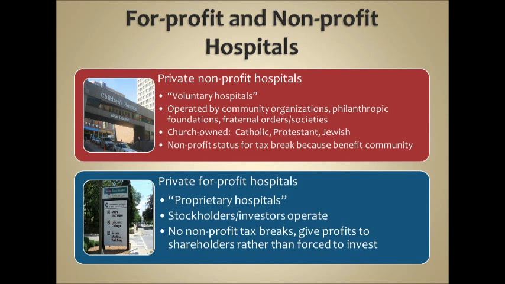On this slide are examples local to me in Boston of a private nonprofit hospital and a private for-profit hospital. As you can see at the top, there's Children's Hospital. This is a private nonprofit hospital. Nonprofits are also called voluntary hospitals. This is operated by community organizations, philanthropic foundations, fraternal orders, and societies. They often include the church-owned hospitals, the Catholic, Protestant, Jewish hospitals.